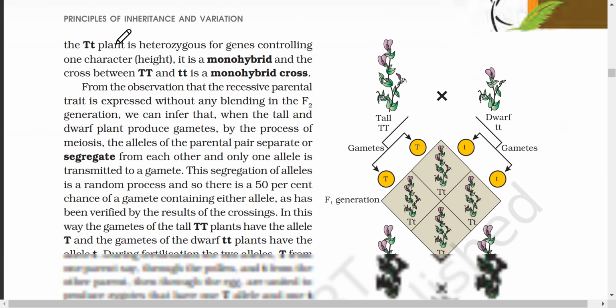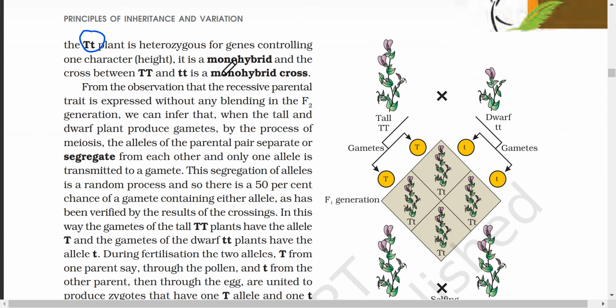Since the Tt plant is heterozygous for genes controlling one character, it is monohybrid, and the cross is a monohybrid cross. हम एक character, we are just talking in terms of height. Fine, so we are only considering one character which is different in the two plants and we're crossing them, observing the same traits. So this will be called as a monohybrid cross.